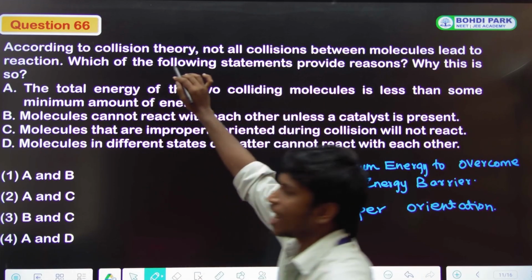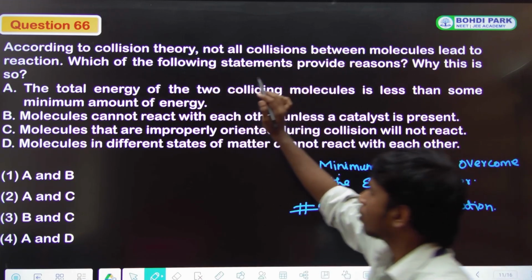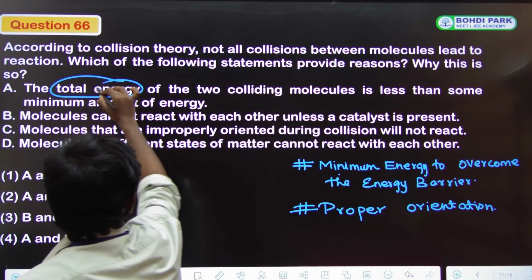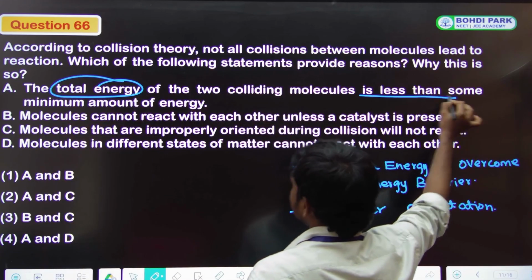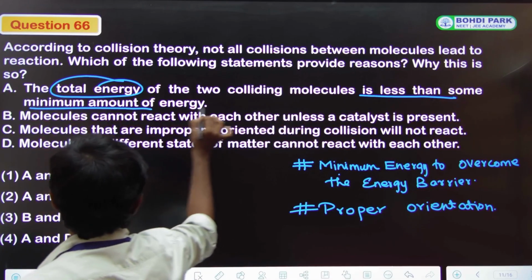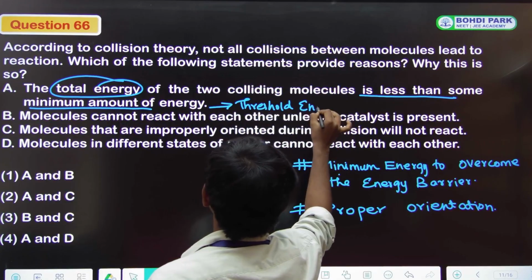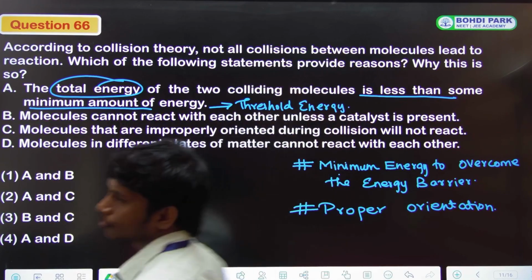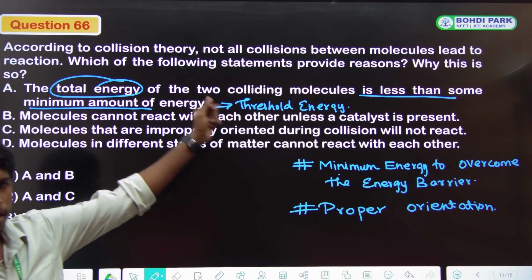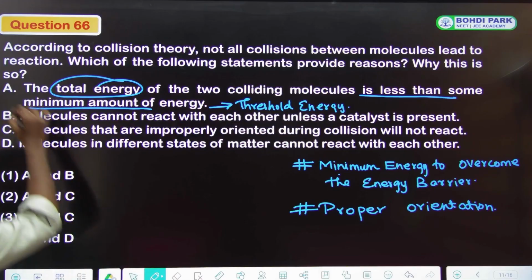ஓகே, first one is the total energy of 2 colliding molecules is less than the minimum amount of energy. ஏன் அது product ஆ form ஆகும்னு கேட்குறாங்க? Because the total energy is not sufficient. It is less than some minimum amount of energy. That is nothing but a threshold energy. Threshold energy விட அவங்களுக்கு குறைவான energy தான் இருக்கு. ஓகேவா, that's why it cannot form a product.